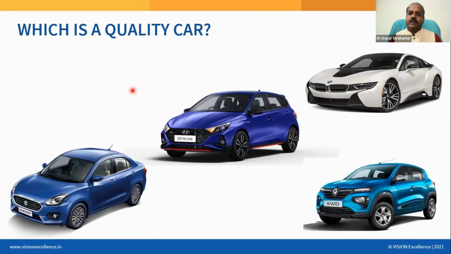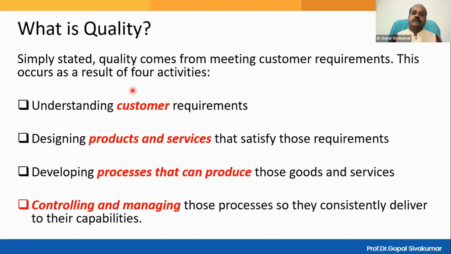Customer segmentation is different. So the requirements are different. The expectations from the Renault Kwid and the expectations from BMW are clearly different. But as long as the expectations are met, the product can be considered a quality product. So the basic definition of quality is meeting your customer expectation.